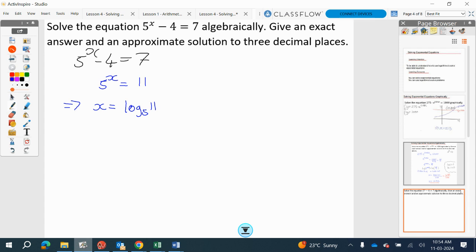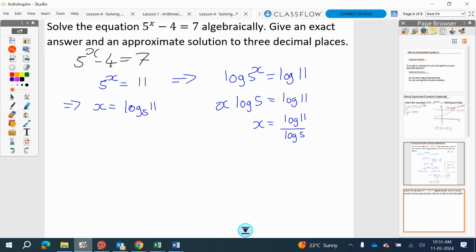If the question says give an exact answer in simplest possible form in common logarithms, then you would need to use the other approach. So here at this point, you would take logs of both sides like this. You then use the power property of logarithms to bring this one forward. And then the answer is this, log 11 over log 5. So both of these two I would consider to be simplest possible form. I don't think either of these two is simpler than the other.